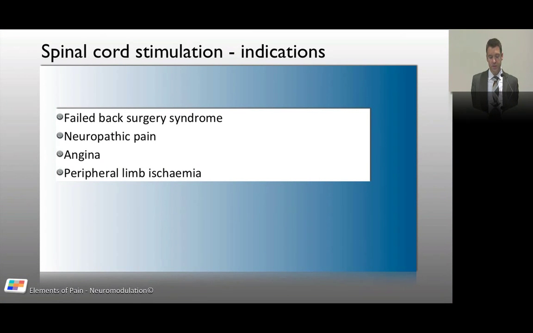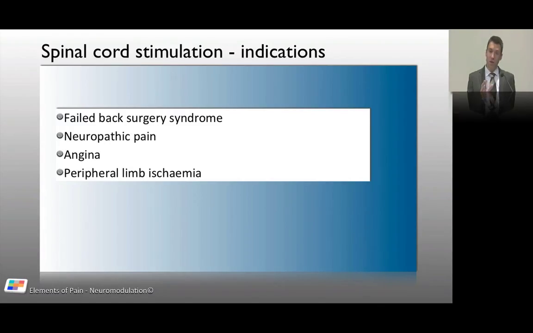So the indications, these are the four main indications for spinal cord stimulators. There are a lot of people putting stims in for a lot of indications, but these are the four classic indications. Failed back surgery syndrome with radiculopathy or with peripheral neuropathic pain. Neuropathic pain per se, and the classic one is complex regional pain syndrome. It is a peripheral neuropathic pain condition.